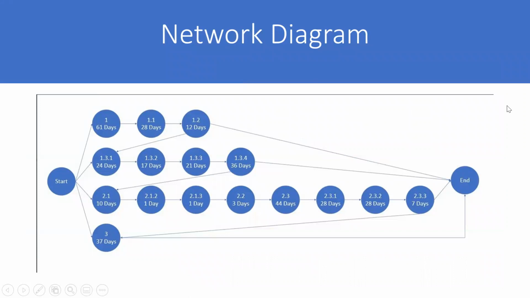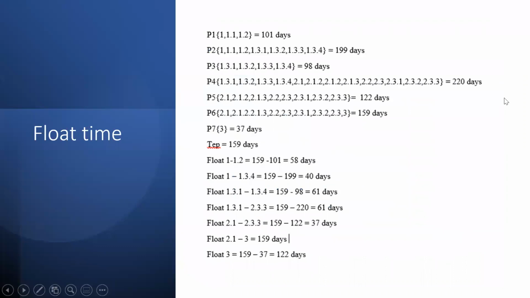Oh, this is our network diagram, and it shows the critical path from start to end. This is our float time for what the network diagram shows. And you can see we have all the floats from each line and how many days it will take to complete each task at hand.